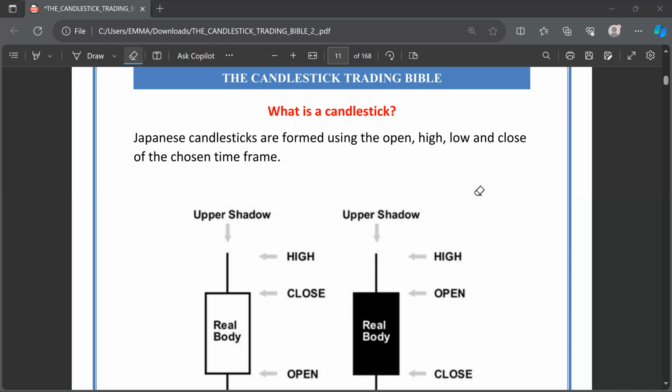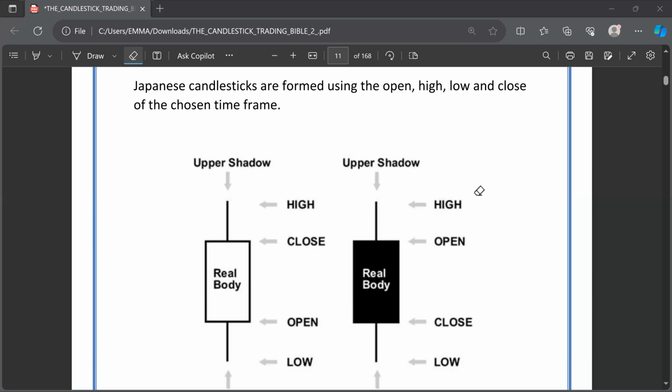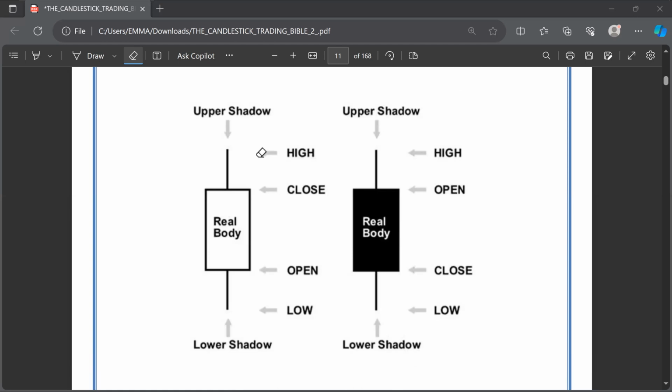Now, every candlestick has some parts. A bullish candlestick will have its unique parts, and the bearish one will also have its unique parts. The uniqueness only lies in the opening and the closing of that candlestick. Looking at the bullish candlestick first, the white one is the bullish candle, spelled B-U-L-L-I-S-H.